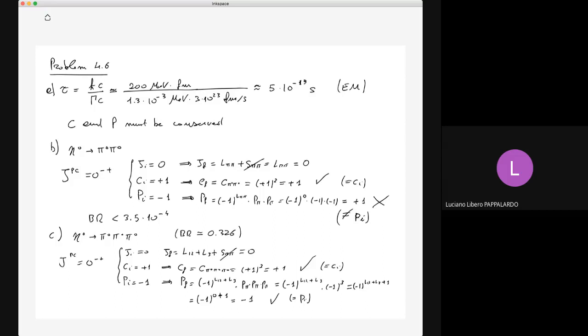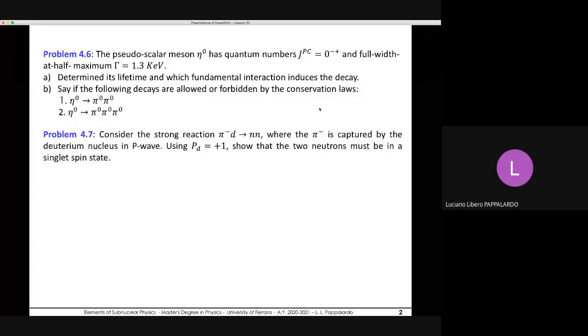Let's now solve the last one. So consider the strong reaction pi minus plus deuteron that goes into neutron plus neutron, where the pi minus is captured by the deuterium nucleus in a p wave. Now, using that the parity of the deuterium is even, so +1, show that the 2 neutrons must be in a singlet spin state.